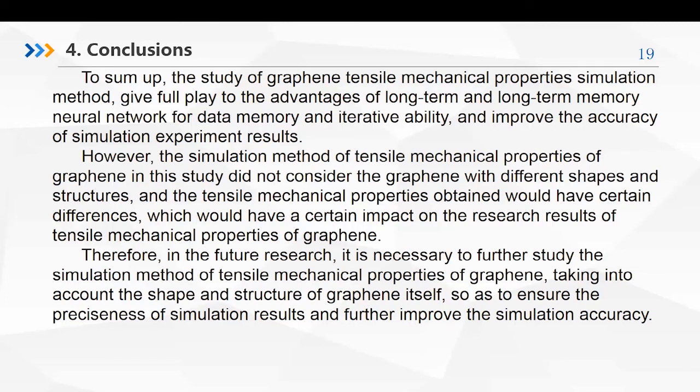Therefore, in future research, it is necessary to further study the simulation method of tensor mechanical properties of graphene, taking into account the shape and the structure of graphene itself, so as to ensure the accuracy of simulation results and further improve the simulation accuracy.